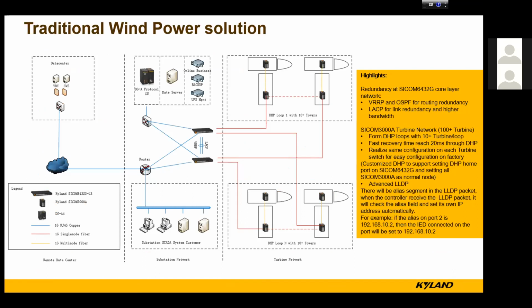And the following is a traditional solution for the wind farm. You can see that this is a requirement from our key customer. This network is divided into 3 parts: the turbine network, the substation network, and the remote data center across the internet. Let's start from the turbine network. It is the access level.